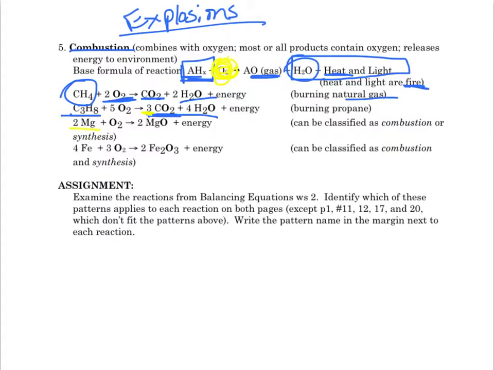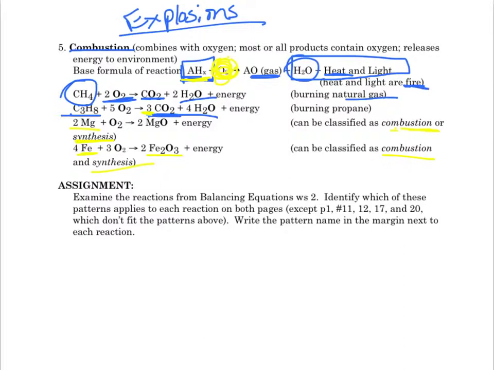Now, in our third example, we're using magnesium. We don't have this carbon and hydrogen mix, but it still will make a product. We're still involving oxygen. Energy is released, so we call it combustion. We can also call this a synthesis reaction because you're taking 2 reactants and making a bigger product. Same thing going on with iron. If we mix that with oxygen, you can make iron oxide. Again, that could be classified as combustion or synthesis.